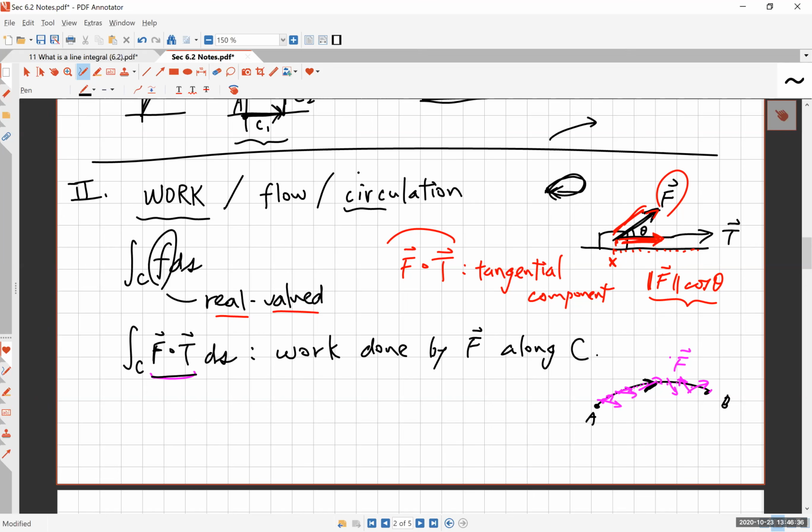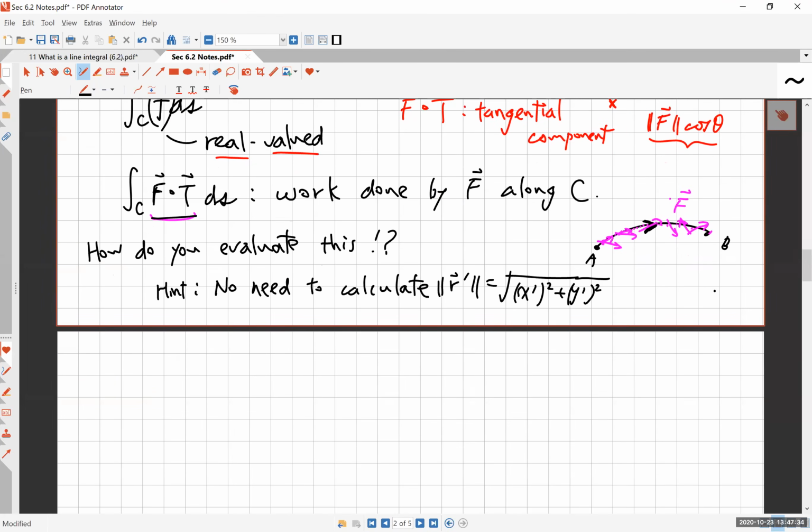Here is the sort of clever thing. You will find out that you don't actually have to find the speed in this case. That speed is the magnitude of r prime. All right, so the question is, how do you evaluate this work integral? And to our surprise, this time you don't actually need to calculate the speed, which is the square root of x prime squared plus y prime squared. How can this be? Because I just said this is equal to this thing times dt, right? So let me show you. This is actually really cute, I think.